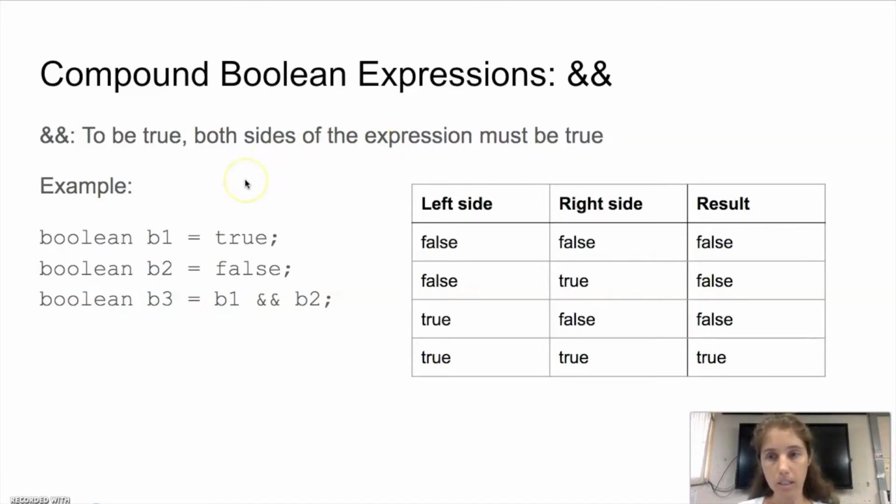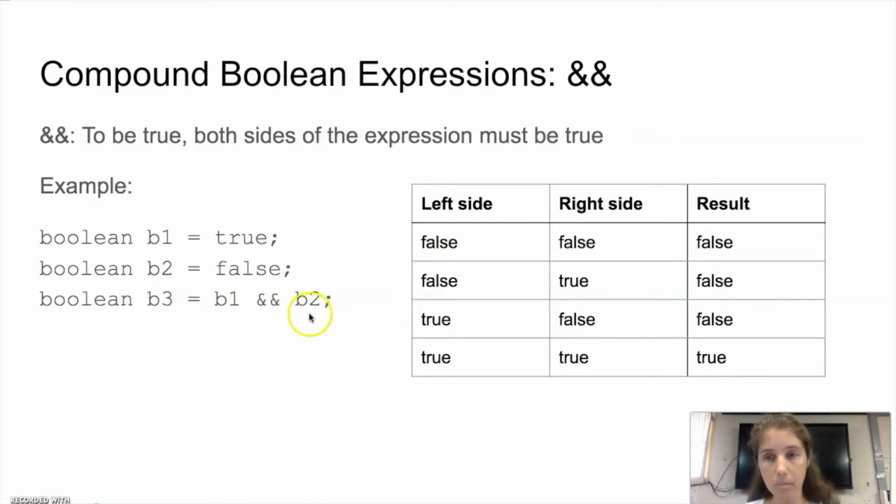So we can see an example of this here. We have two Boolean variables, one set to true, one set to false. And then we have a compound Boolean expression, which uses our AND operator. So we say Boolean B3 gets B1 and B2. So we have to evaluate this expression to determine the value of B3.